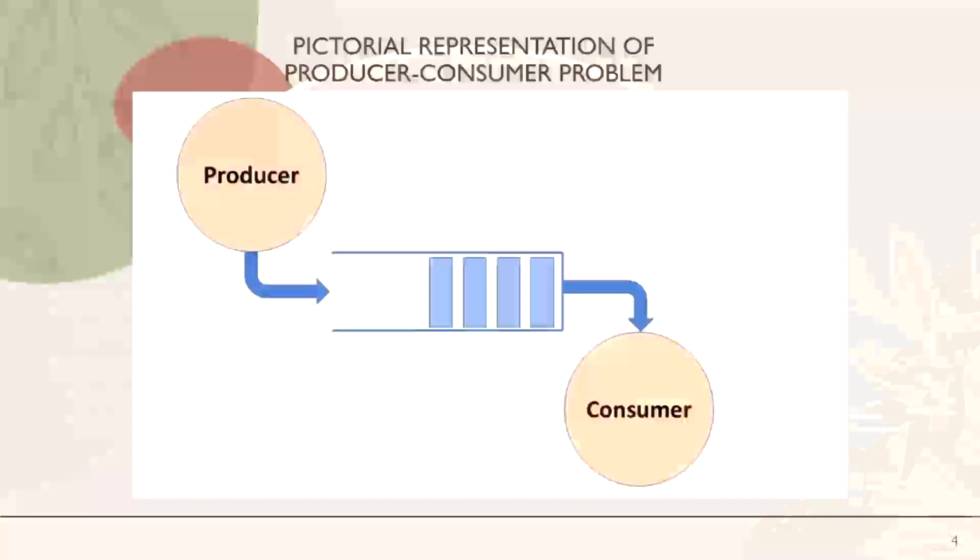Then here comes the pictorial representation of the producer-consumer problem. Here is a producer and here is a consumer. This is a shared buffer. Initially, the producer produces the items and saves them into the shared buffer. The consumer consumes from this end, and the producer supplies into the shared buffer from the other end. As the consumer consumes the items, the items in the shared buffer get reduced. As the producer produces and inserts into the shared buffer, the number of items increases.